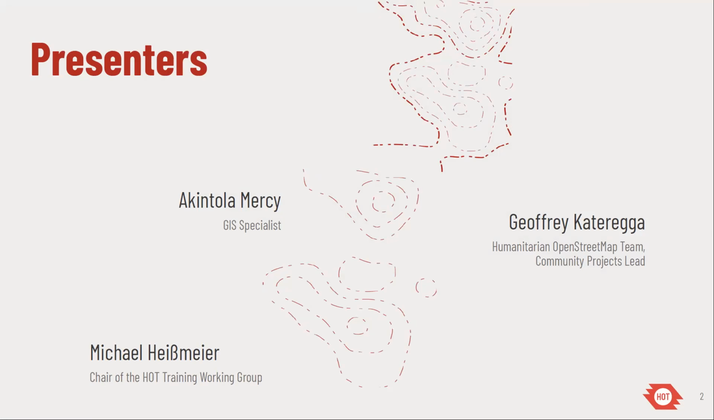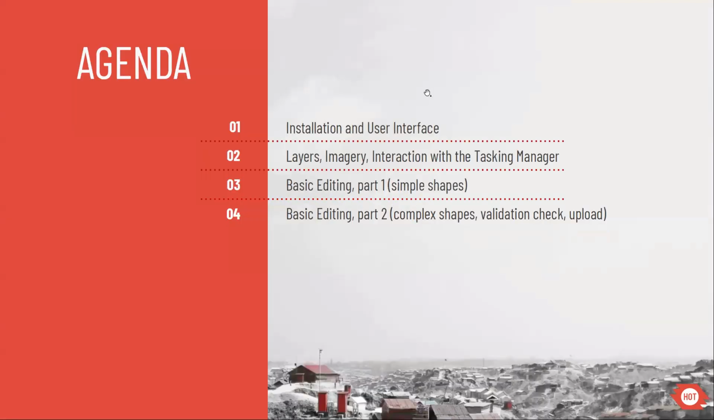What can you expect? We'll start right from the beginning with the installation and a quick overview of the user interface. After that, we'll talk a bit about layers for data and imagery and how to populate them. And after that, we'll go into the basics of editing, points, lines, and some shapes, and move on to more complex things like multi-polygons and what JOSM will do when you want to upload the data.